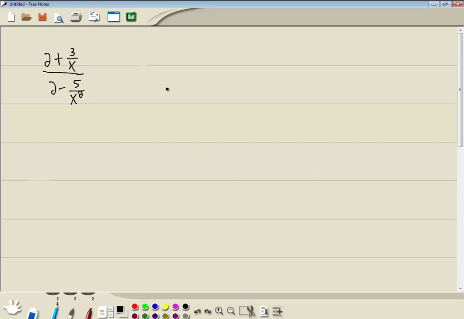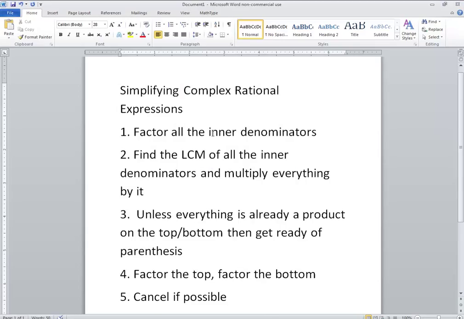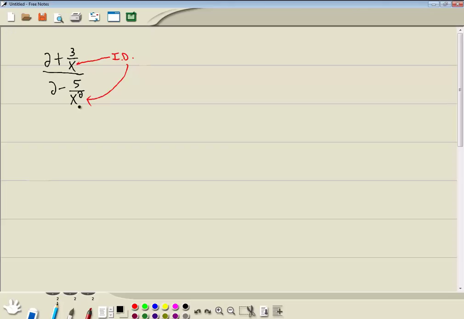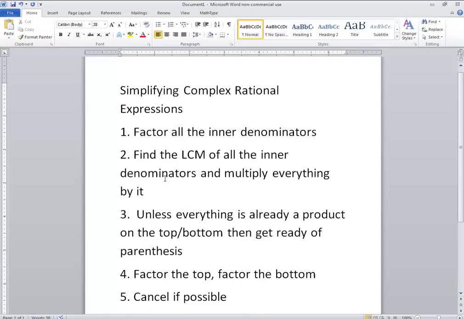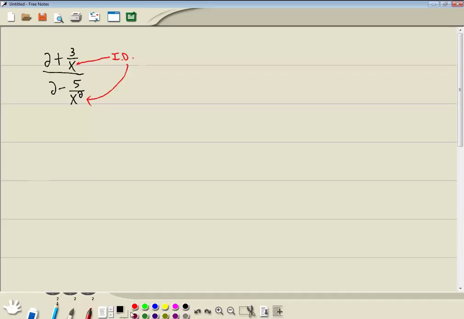Okay, so let's take a look at this problem here. When I say inner denominators, there's fractions inside the fraction. This 3 over x is a fraction inside of the bigger fraction, and it's got its own denominator, and that is referred to as an inner denominator. And same with this x squared down here. Okay, factor all the inner denominators. Well, there's nothing to factor here really. Step 2, find the LCM of all the inner denominators and multiply everything by it.